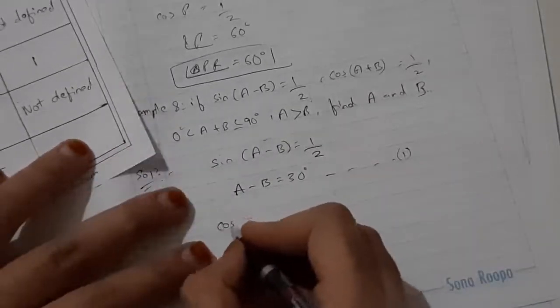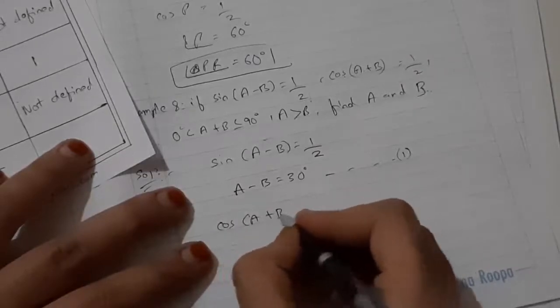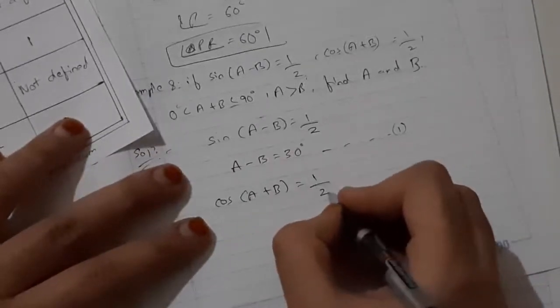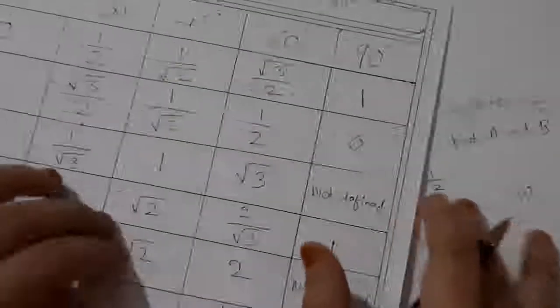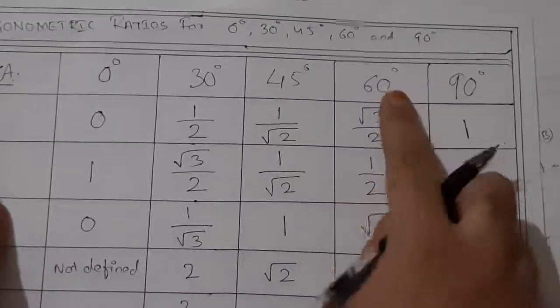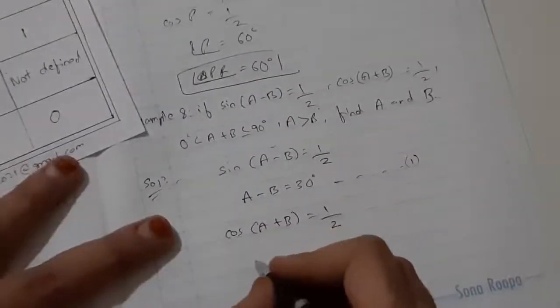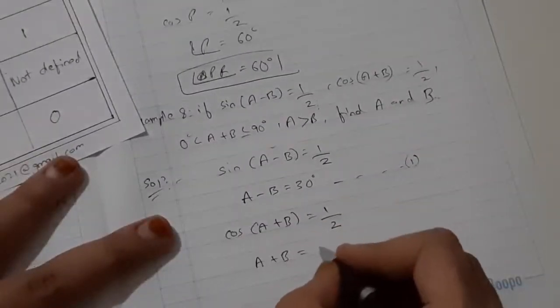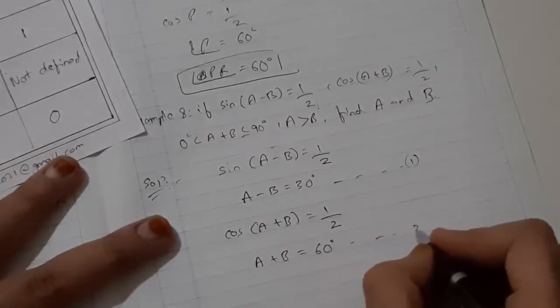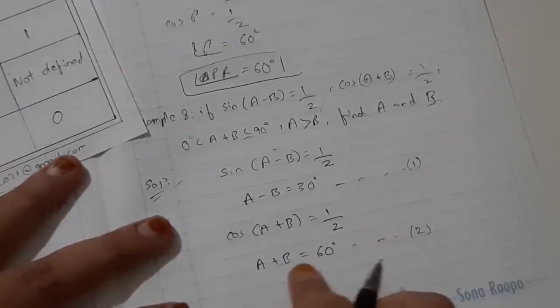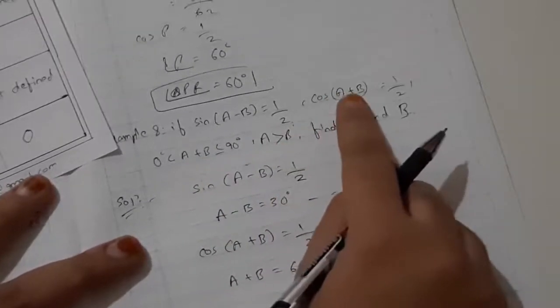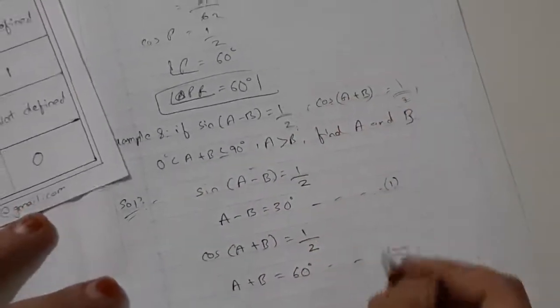Another is cos of A plus B is equal to 1 by 2. For the value of 60 degree, cos of that angle is 1 by 2. So you can write A plus B is equal to 60 degree. If this is 60 degree, then only cos of A plus B will be equal to 1 by 2. So you have both these angles, and I hope you know how to solve the two equations, right?